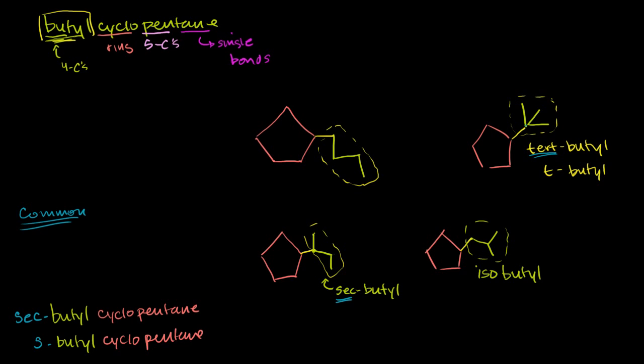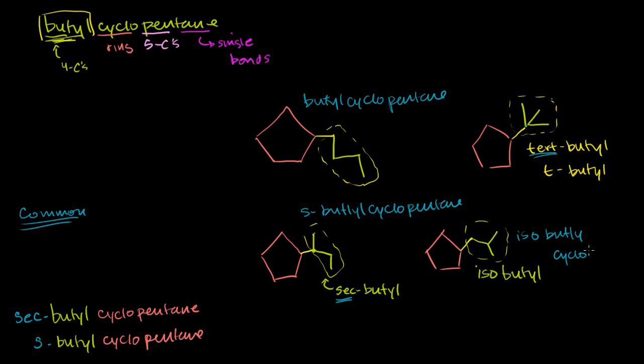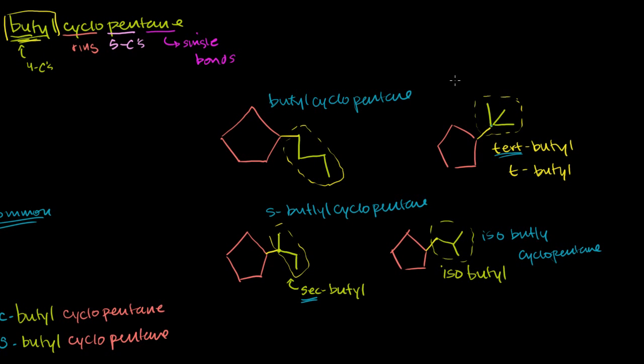So let me write them down. It won't hurt to write them down again, because the more familiar you are with these, the better. So this is just butyl cyclopentane. This is S, or sec-butyl cyclopentane. And this is isobutyl cyclopentane. I'm going off the screen here. And then finally, this is tert-butyl, or T-butyl cyclopentane. Now, I said these are the common naming.